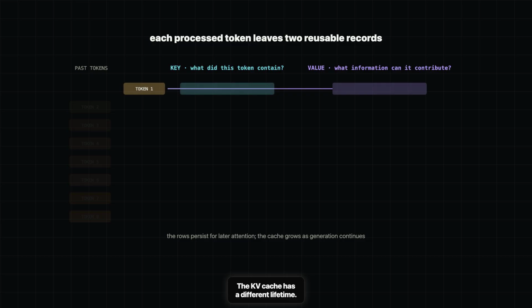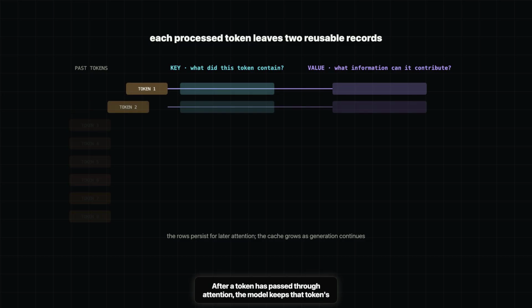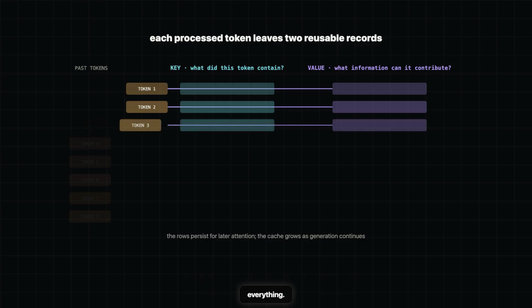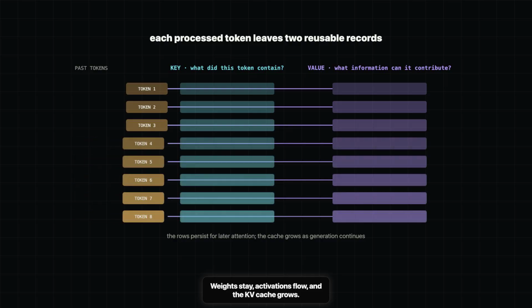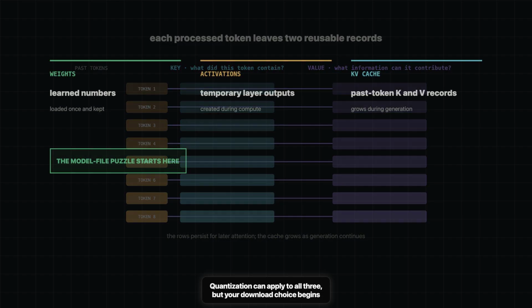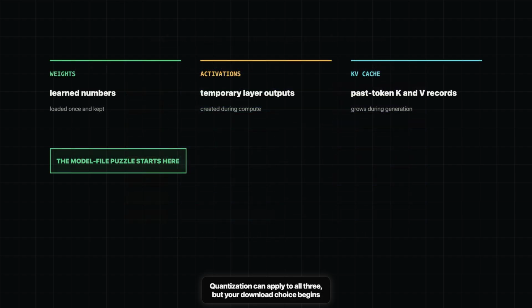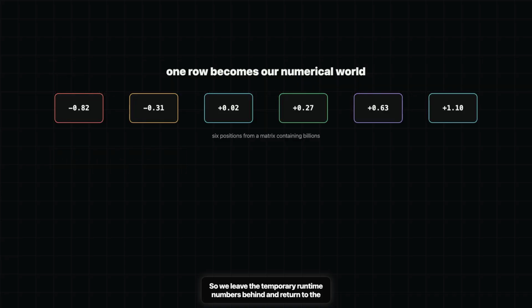The KV cache has a different lifetime. After a token has passed through attention, the model keeps that token's key and value records, so later tokens can look back without recomputing everything. Weights stay, activations flow, and the KV cache grows. Quantization can apply to all three, but your download choice begins with the stored weights. So we leave the temporary runtime numbers behind and return to the checkpoint.